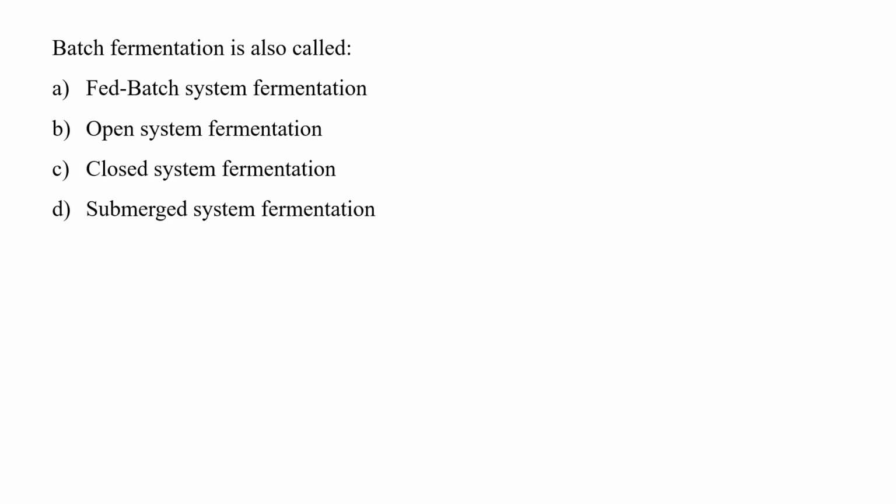Now, the question is, batch fermentation is also called. Four options are given as different types of fermentation. So the batch fermentation is also known as closed system fermentation because in this fermentation, the substrate and microorganisms are added to the system at time 0 and are not removed until the fermentation process is completed. So it is known as closed system fermentation and also the batch fermentation. So the correct option is option number C. Closed system fermentation.